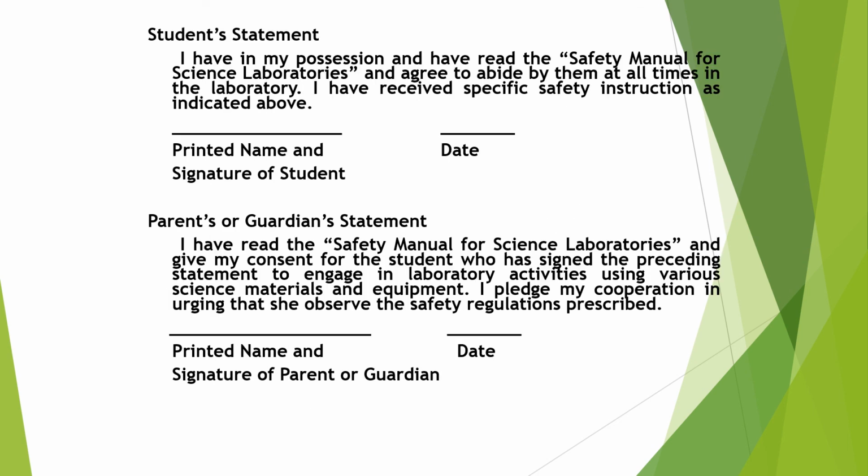Okay, this is a template of how you're going to do the student statement and the parent or guardian statement. So a teacher may require a student to submit this the next meeting with the signature of the parent and the student. This will also serve as a clearance for the student.